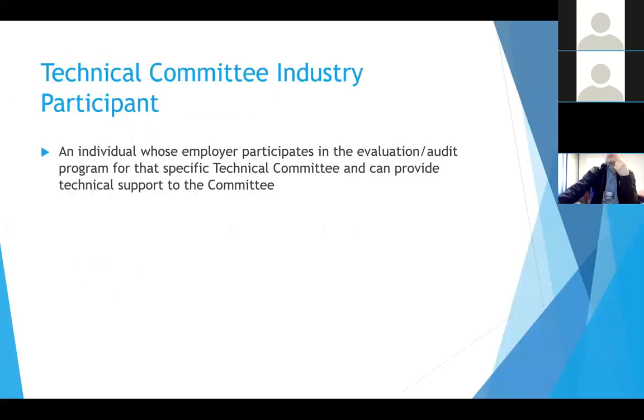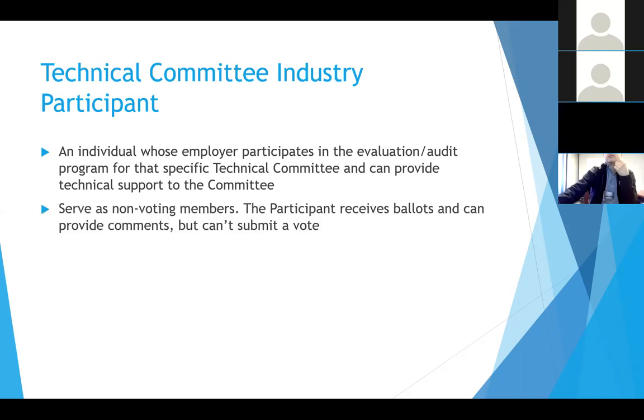For industry participants, these are individuals whose employer participates in the evaluation or audit program for that specific technical committee and can provide technical support to the committee. So the big difference between an industry participant versus an industry representative, you are the individuals that are going onto Datamine, submitting the application to have your product evaluated or to have your facility audited, whereas an industry participant may not be that individual going into Datamine daily, either to access data or submit an application, yet they are employed by the manufacturer participating in the program and have technical expertise they can provide to the technical committee.